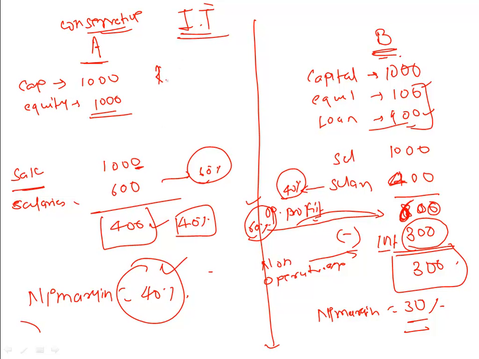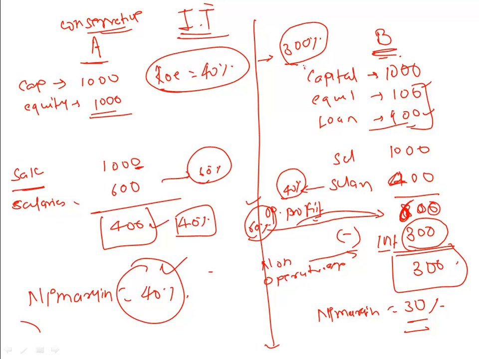40%. Return on equity for the owner is 40%. Return on equity means how much money did I earn on my own investment? It is 40%. What is the return on equity for company B? 300%.